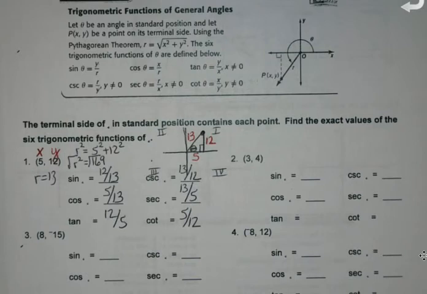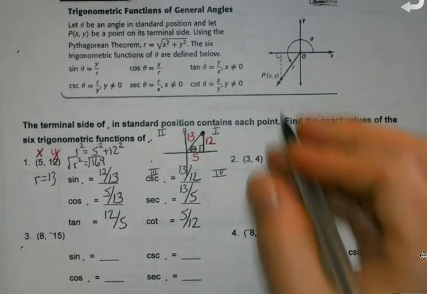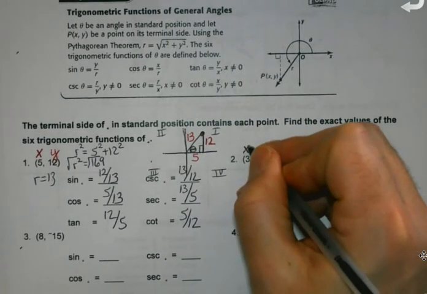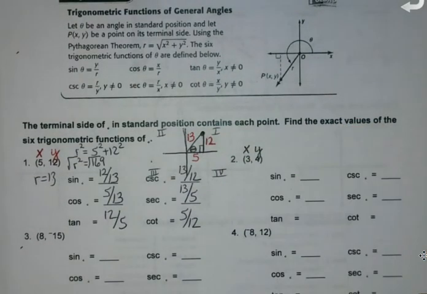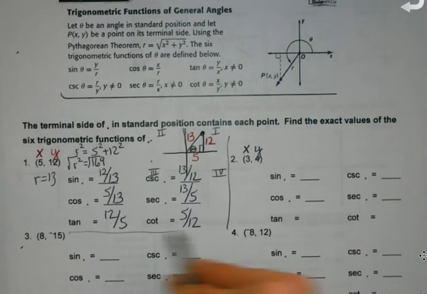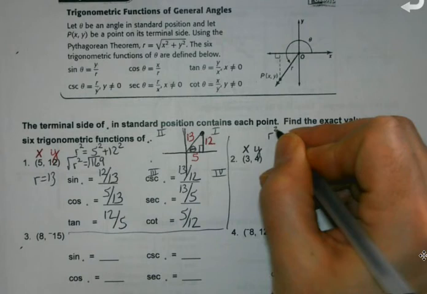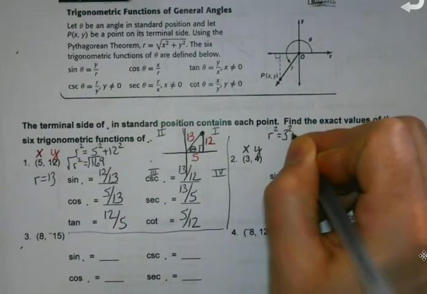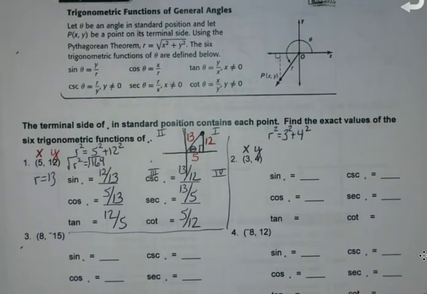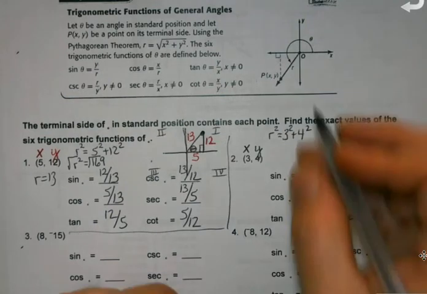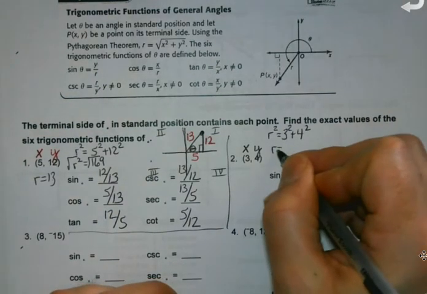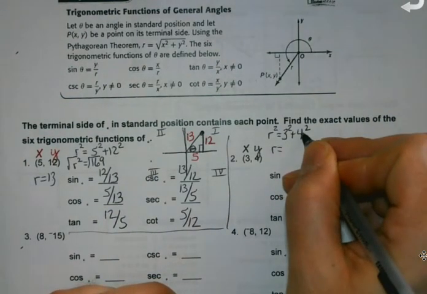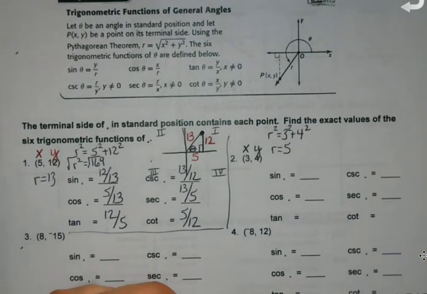So now, on number 2, I'd have the same concept working. Again, you may choose. We'll do one each way, and then you can give me an idea of which way you want to look at this. Again, to find my r, I'm just adding the squares of my x and y and taking the square root. So my r for this one, 9 plus 16 is 25, and the square root of 25 is 5.